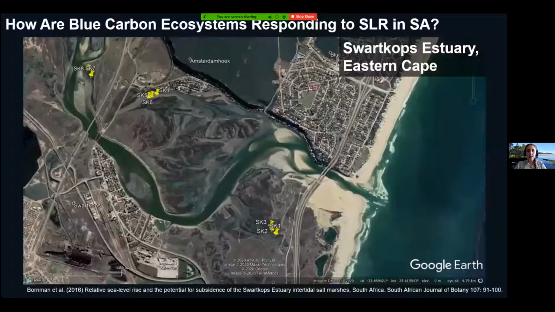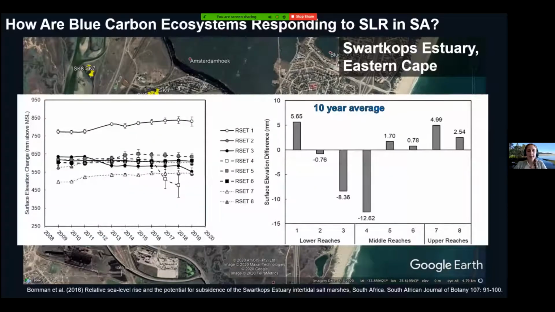Okay. Next up, we have the Swartkops estuary here in Port Elizabeth in the Eastern Cape. Here we also have the RSET benchmarks occurring in the Spartina salt marsh, in the lower middle, and then more middle reaches just beyond the bridge. The Swartkops estuary has a 10-year data set from 2009 until 2019, and there's a plan to go and measure it still this year. Here we can see it's a better trend if you have more data to work with.